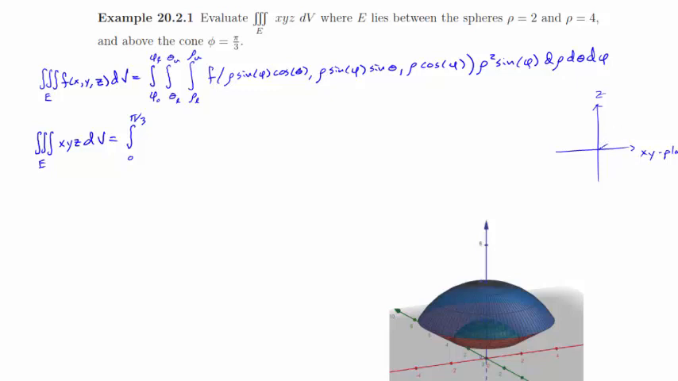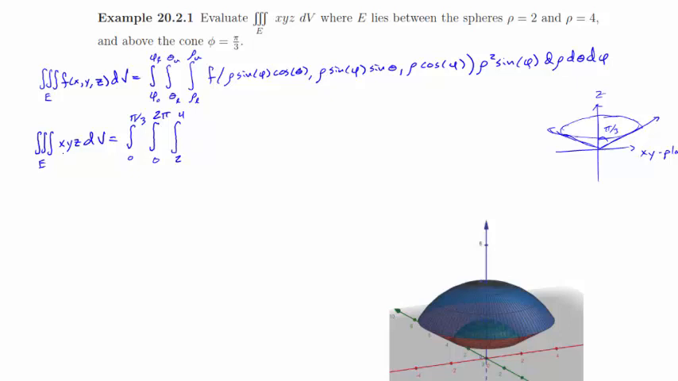Pi over 3 off the z-axis is here. And so the theta isn't restricted here. We're allowed to go all the way around. So this creates this cone here, and we're looking for above this cone, so that's going from phi is 0 on the z-axis to phi is pi over 3 here. So that's giving us our bounds on phi. And then theta, there are no bounds. We're going all the way around. So 0 to 2 pi in the theta direction. And then our rho is going between 2 and 4. That's given directly in the problem.